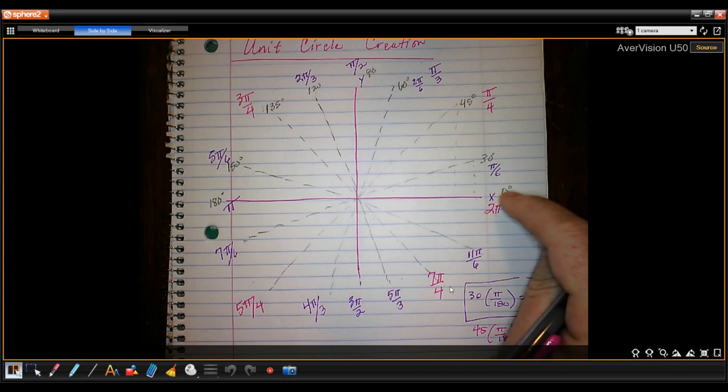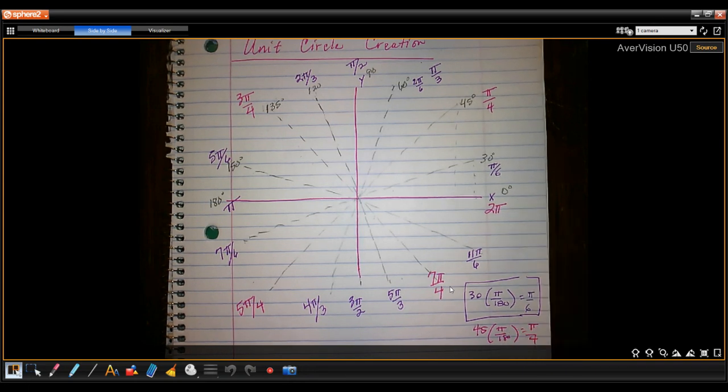Which is also going to be 12 pi sixths. So same thing, 12 pi sixths or 8 pi fourths. So 2 pi. Can't forget 2 pi. Okay, so there's how you can create the unit circle pretty quickly.